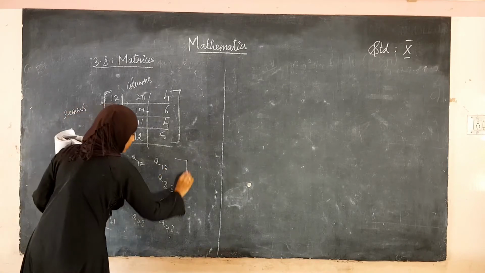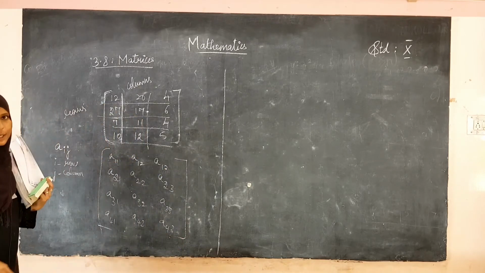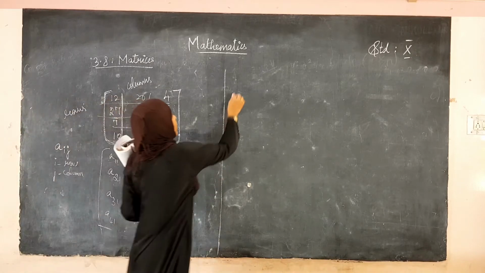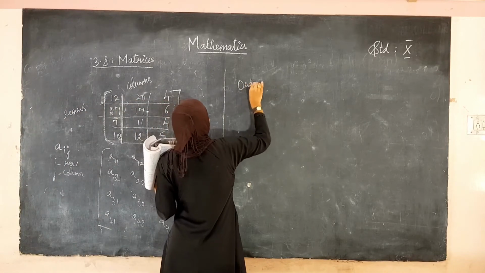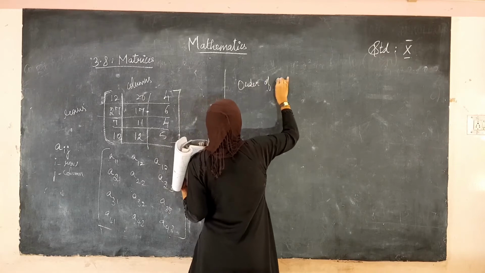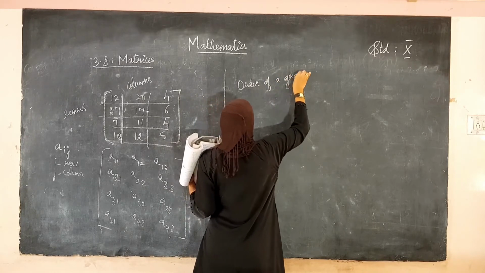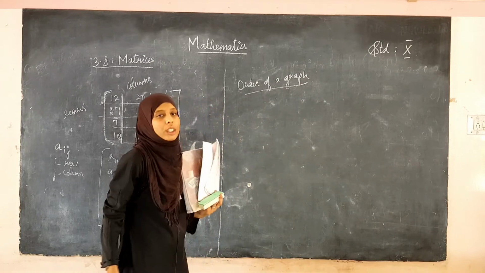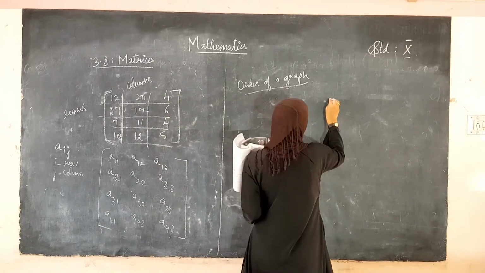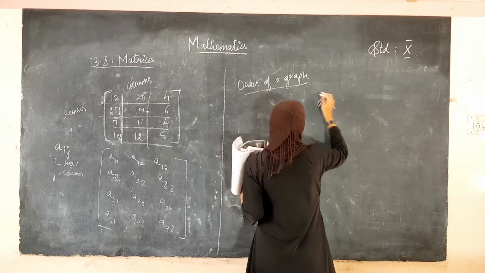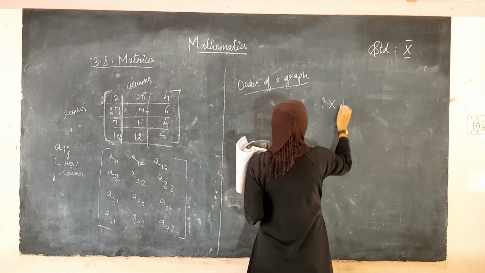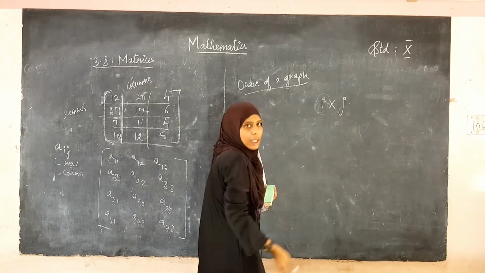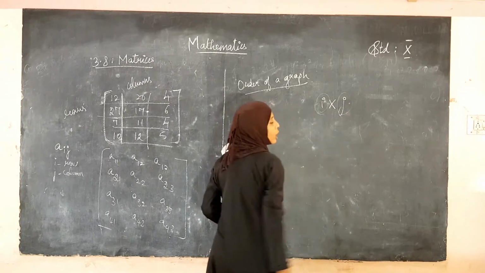So this is the normal representation of a matrix. Next we are going to see the order of a matrix. Normally the order of a matrix is denoted using a cross, like i cross j, where i is the number of rows in the matrix and j is the number of columns in the matrix.